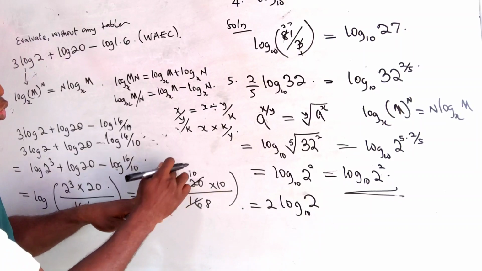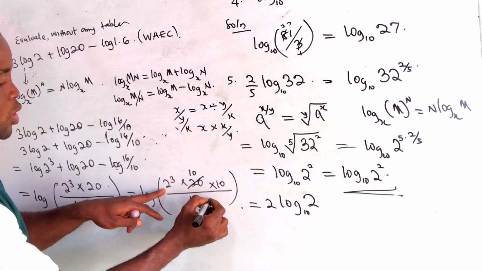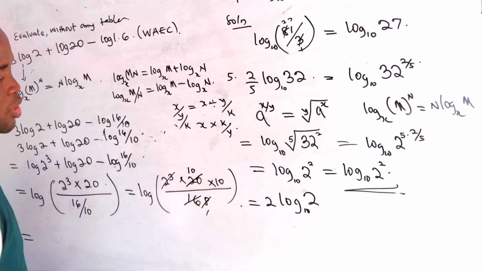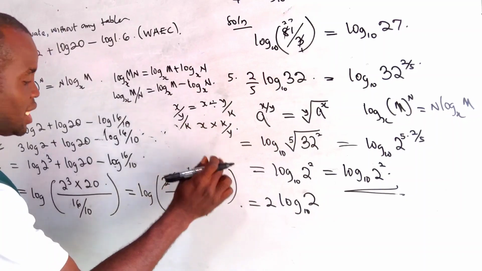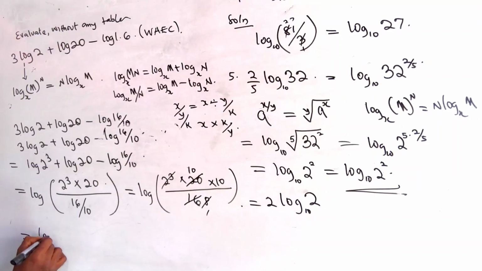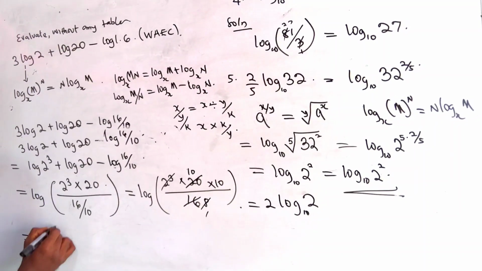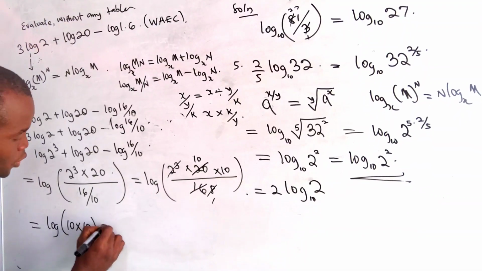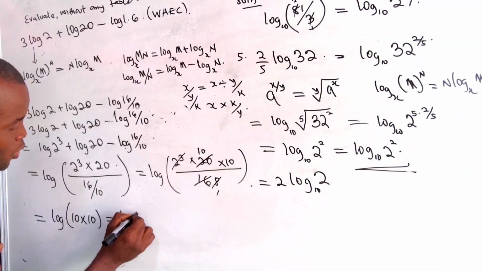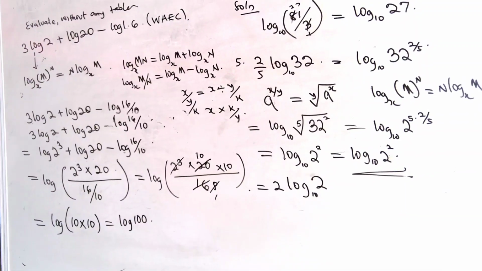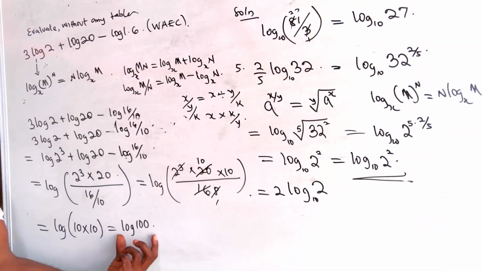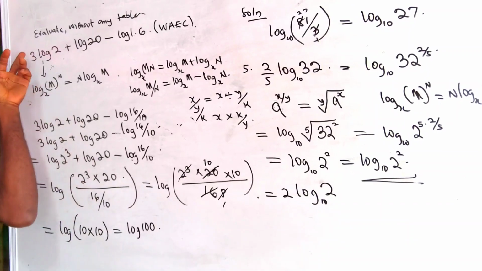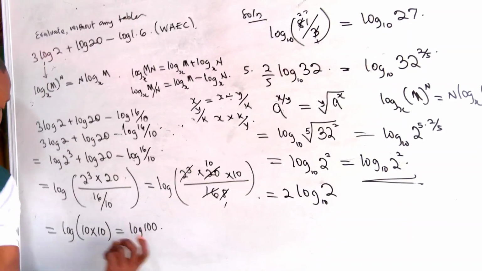Now, 2 raised to power 3 is the same thing as this. So this 8 will go, this will cancel this. So you are left with 10 and 10. So this is the same thing as log of 10 multiplied by 10. So this is log 100. But we can't leave this here. We can simplify it further because we've been asked to evaluate without using table.